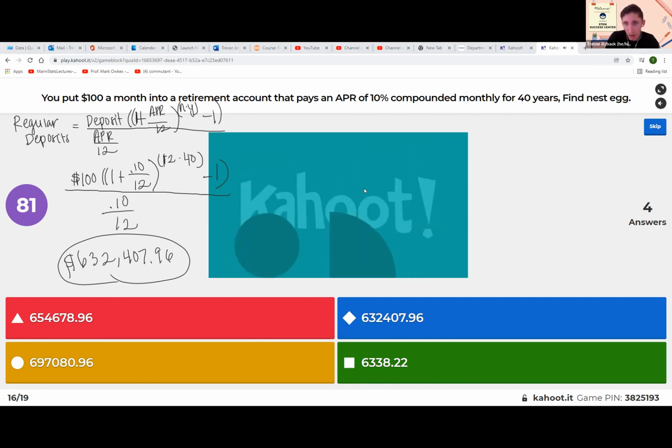Kylie asked, why wouldn't it be 0.01? So the APR is 10%, and 10%, if we move the decimal place twice to the left, gives us 0.10. Oh, I see, Sydney said that. Thank you, Sydney. Does that make sense? Yeah, even better.